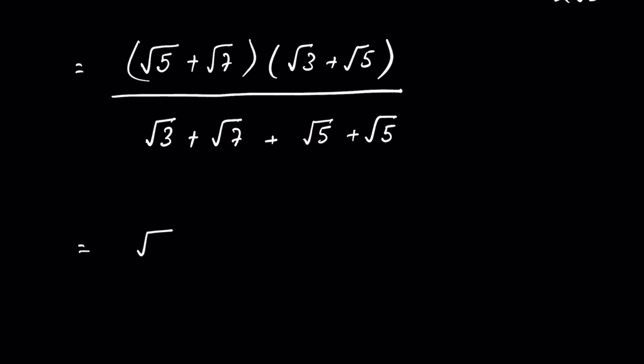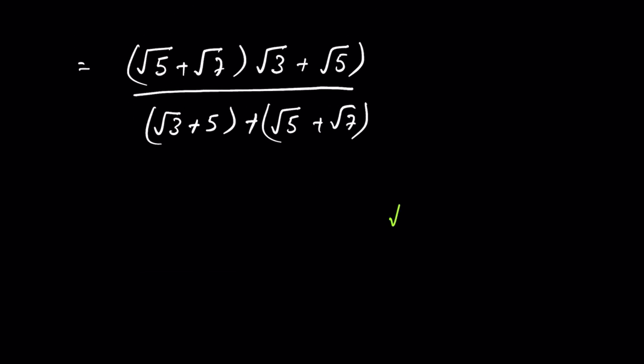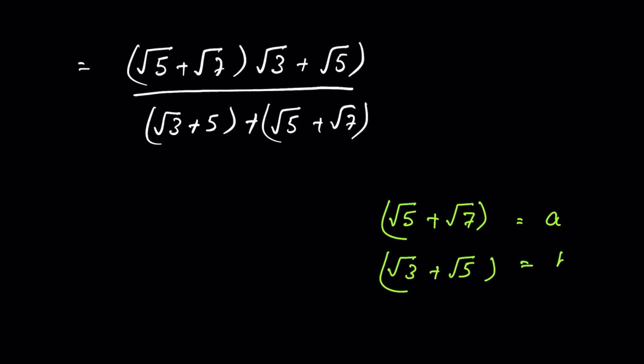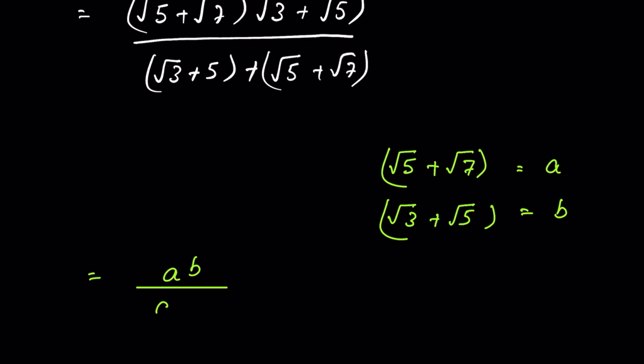So we can write it as square root of 5 plus square root of 5. Now square root of 5 plus square root of 7, then times square root of 3 plus square root of 5 upon, here we can rearrange it and write square root of 3 plus square root of 5 together, then plus square root of 5 plus square root of 7 together. Now let us consider square root of 5 plus square root of 7 equals a, and square root of 3 plus square root of 5 equals b. Then we have a times b upon a plus b.